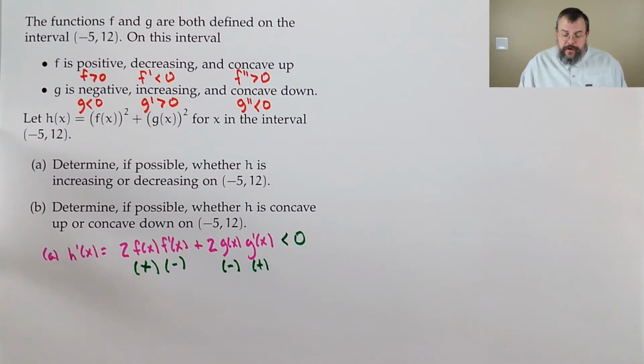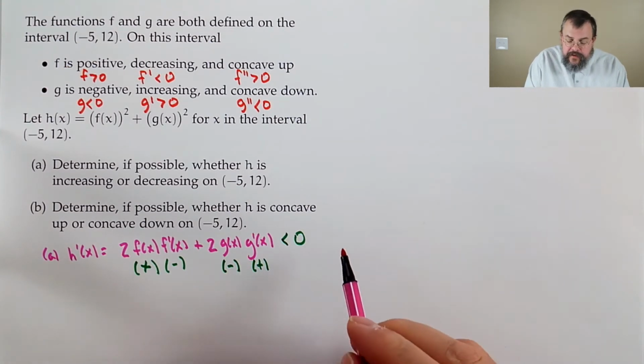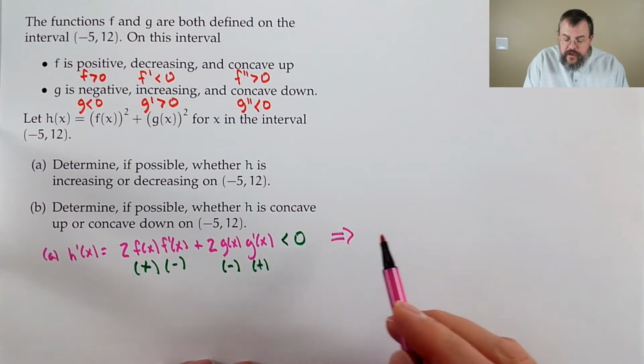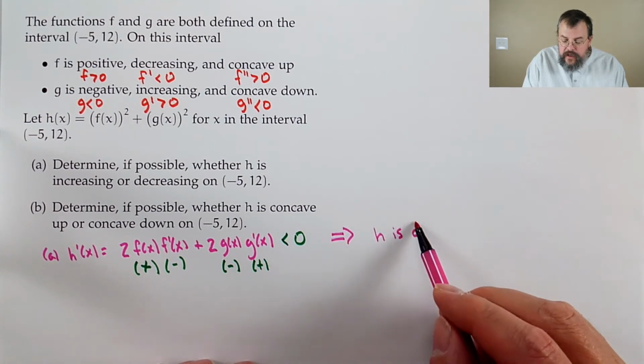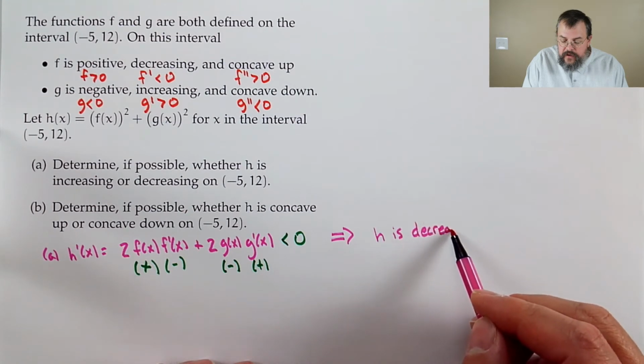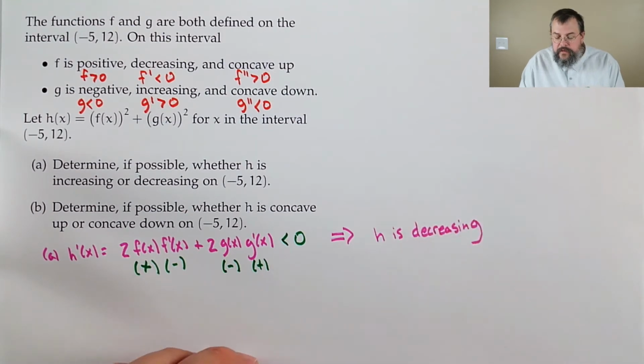All right, well, if h prime of x is negative, what's our conclusion? Our conclusion is our function h is decreasing because our derivative will always be negative. Good. All right. Now, that's part A. Well, but we also have a part B. So let's try that one.